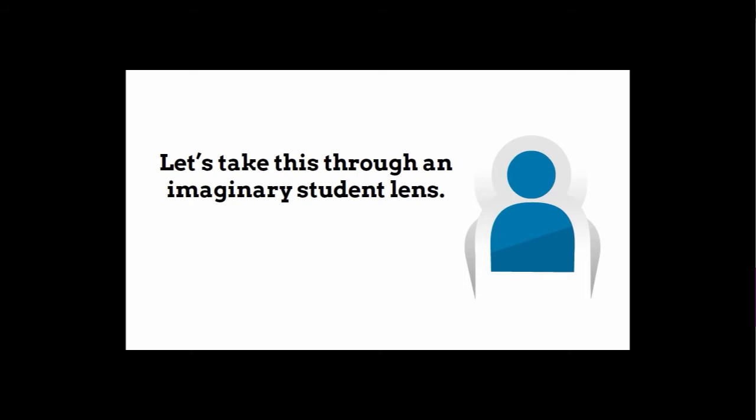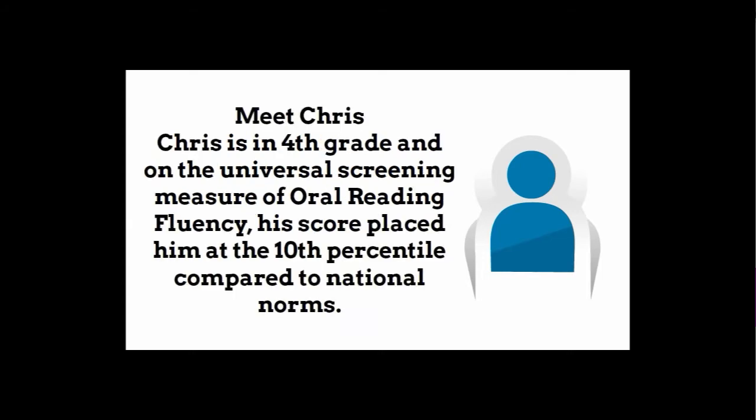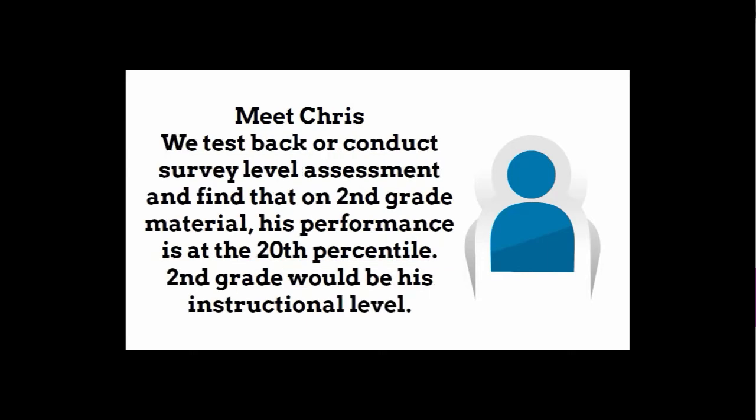So let's take this through the lens of an imaginary student when we're finding that first step of what it is to find where they're currently functioning. Let's say his name is Chris, and Chris is in the 4th grade, and on the universal screening measure used of oral reading fluency, his score placed him at about the 10th percentile compared to national norms. We know that Chris is significantly below grade level based on that data. So now we test back or conduct survey level assessment, and we find that in 2nd grade level material, his performance is at the 20th percentile. So we could probably say that 2nd grade would be his instructional level.